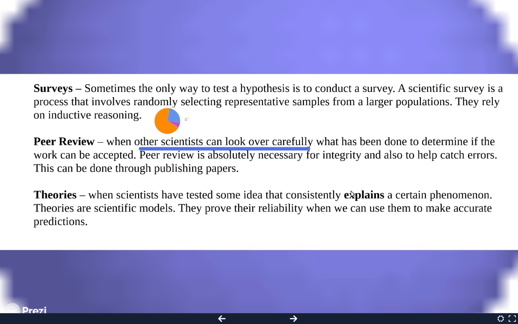Theories are when scientists have tested some idea that consistently explains a certain phenomenon. Theories are scientific models. They prove their reliability when we can use them to make accurate predictions. So theories explain and make predictions.